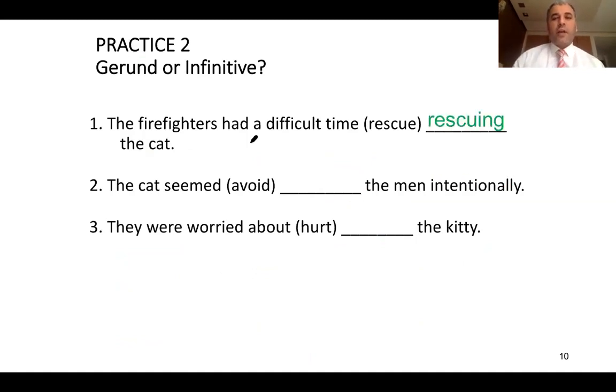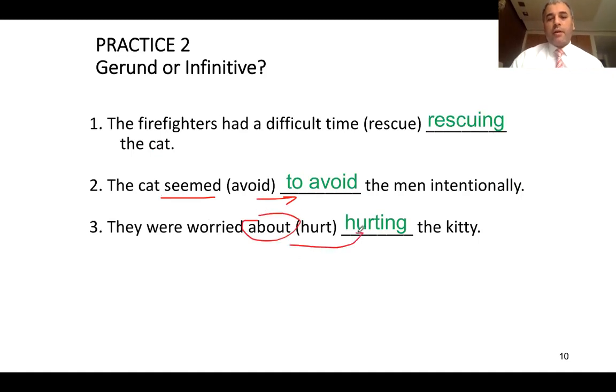Now here we have rescuing. We have to use a gerund because we have this expression, had a difficult time, which is normally followed by a gerund. Then, seem to avoid, because this special verb is normally followed by an infinitive, okay? Then you have the last answer: they were worried about hurting. With the expression to be worried about, you have a preposition, and this preposition is followed by a gerund, okay, as we have seen before.